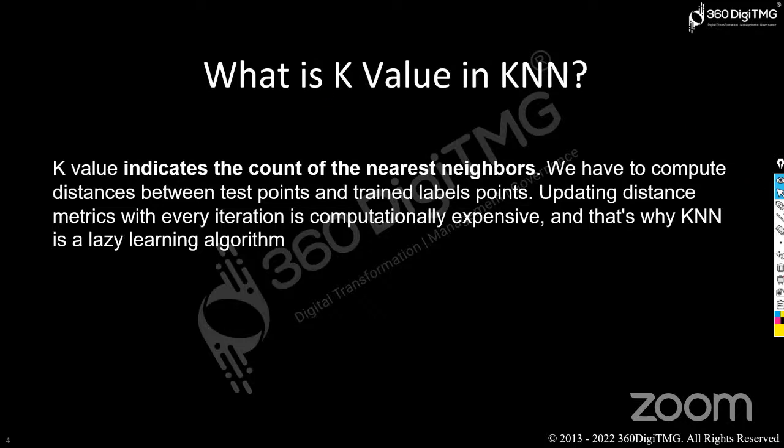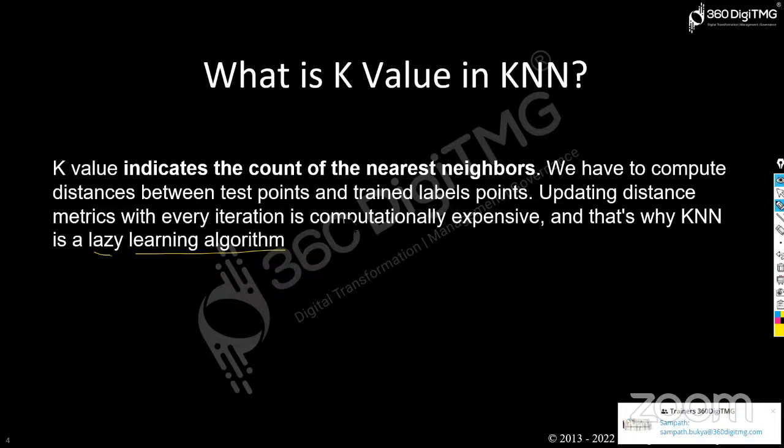When we talk about KNN, we have to determine the K value also. K value indicates the count of the nearest neighbors. So we have to compute distances between the test points and the trained label points. And updating the distance matrix with every iteration is computationally very expensive. That is why KNN is also called a lazy learning algorithm.